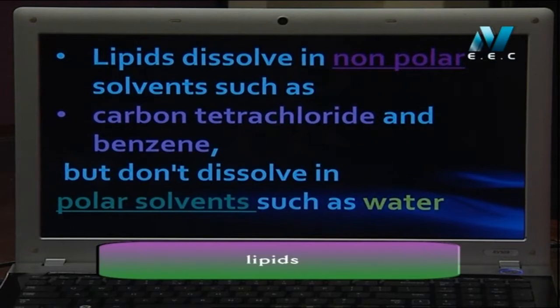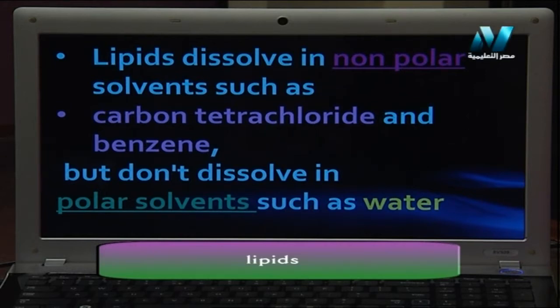Do you think the lipid is soluble in water or insoluble in water? Lipid dissolves in non-polar solvent. Non-polar here, such as carbon tetrachloride and benzene. But they don't dissolve in polar solvents such as water.